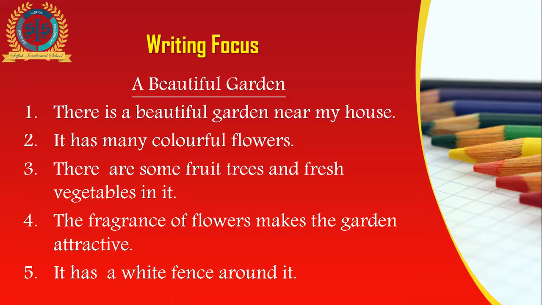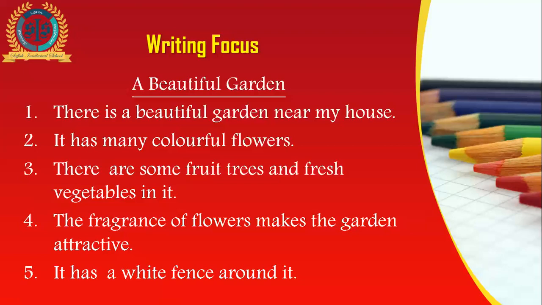Number 1, there is a beautiful garden near my house. Near my house, there is a garden. Number 2, it has many colorful flowers. Now, the adjective I have written earlier, I'm using it here with flowers. Flowers is a noun. So, it has many colorful flowers. Number 3, there are also some fruit trees and fresh vegetables in it. In where? In the garden.